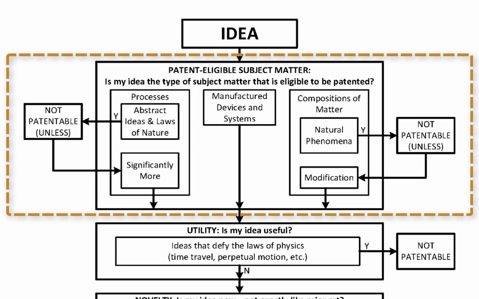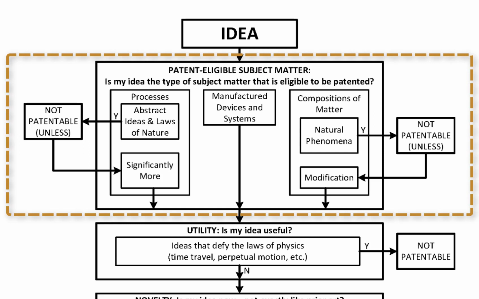The requirement for patent-eligible subject matter is defined by statute. There are different types of categories of subject matter that are, by statute or by law, considered to be patentable subject matter or patent-eligible subject matter. These include processes, manufactured devices and systems, and compositions of matter. Those aren't the exact words that the laws use, but that's how you can understand each of them.